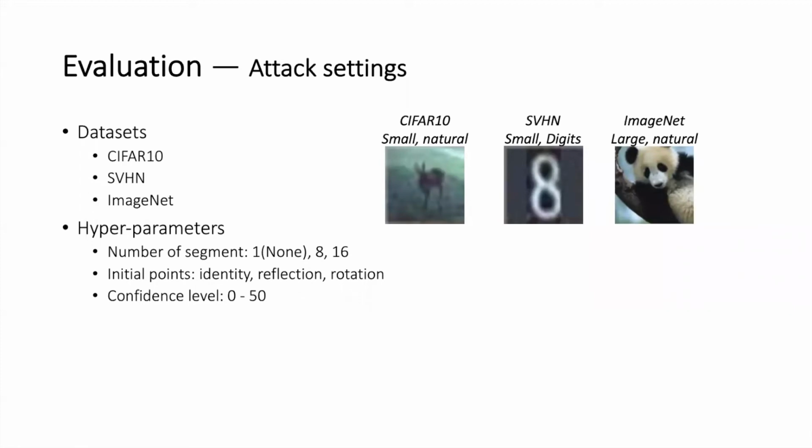We evaluated our attack on 3 datasets, including SVHN and ImageNet. We also consider different attack settings, including the number of image segments, different initial points, and confidence levels. Let's see how different settings would affect our attack results. Here we only consider successful adversarial examples, and due to the time limit, I will only highlight our main findings.